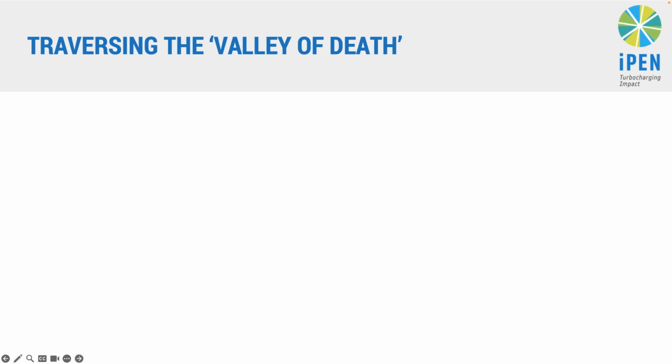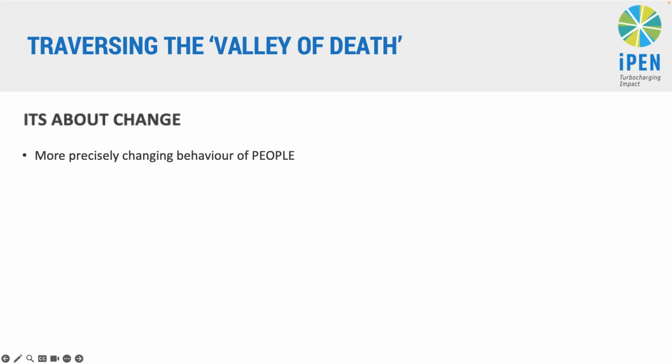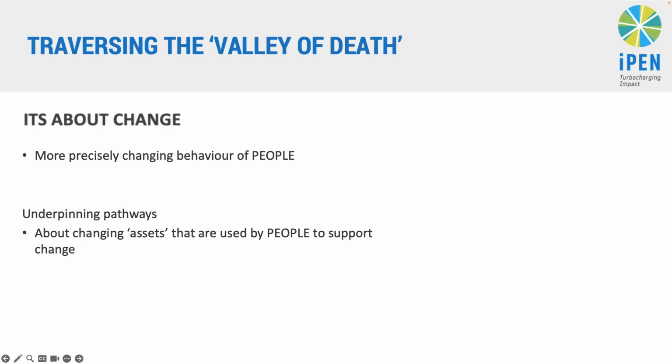What you'll realize as you do this more is what we're talking about here is getting over that valley of death. It's all about change and understanding the process of change. More precisely, it's actually about changing behavior of people. The underpinning pathways are a little bit different. They're more about changing assets, things that are used by people to support that change process. And also building these assets by definition actually also means change. Change to the knowledge base, change to relationships, and so on.